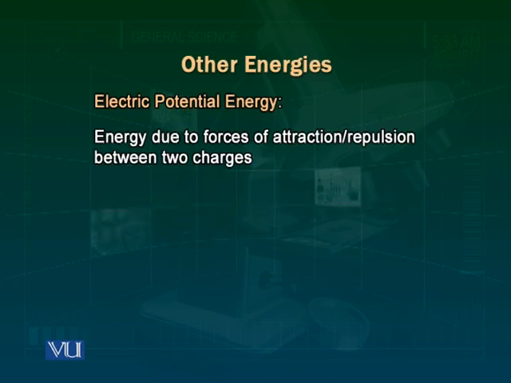You also have electric potential energy. Sometimes you have two charged objects. When you have two charged objects, again there is a force of attraction or repulsion between them, depending upon whether they are like charges or unlike charges. And therefore you can also say these would have electrical potential energy.